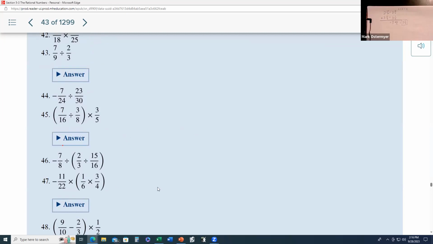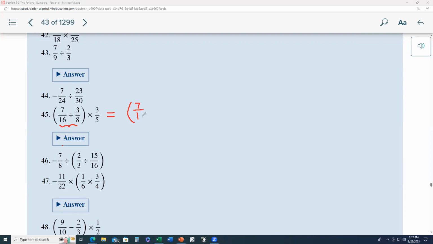Ladies and gentlemen, do you think the order of operations could ever have problems involving fractions or decimals? Yes. What would I do first with 45? Where would I begin? Parentheses. So I'm going to divide 7/16 by 3/8. How do we do that? We change division to multiplication and take the reciprocal of the second fraction. Flip it upside down.